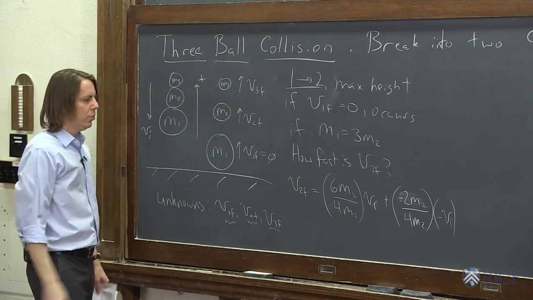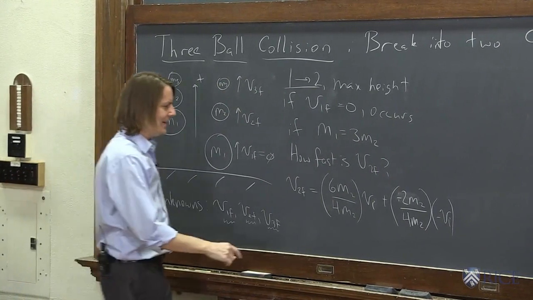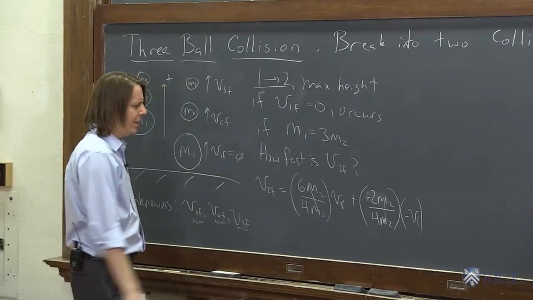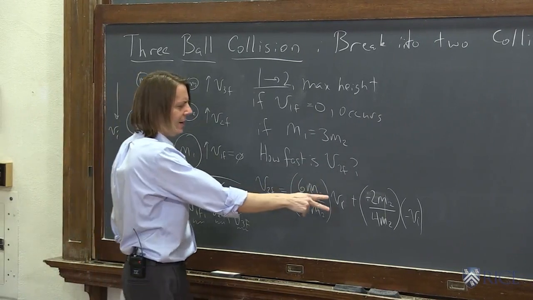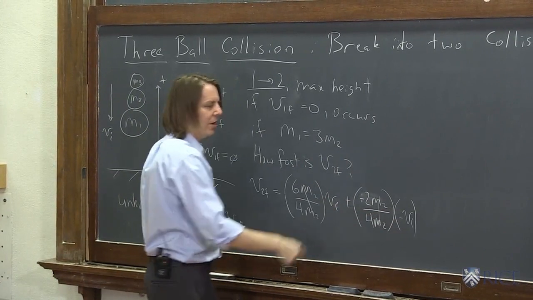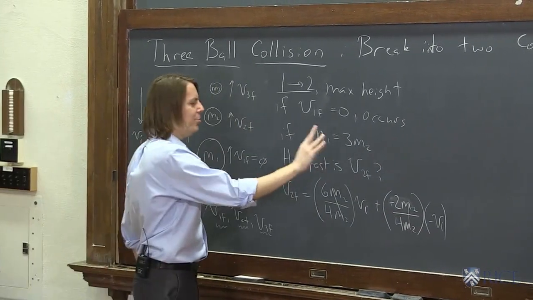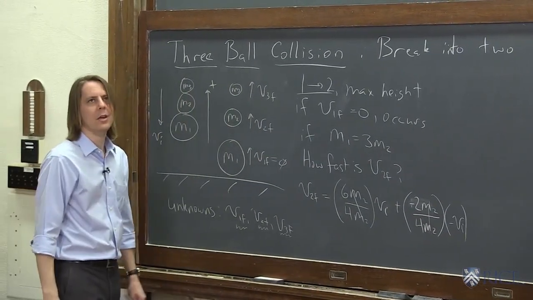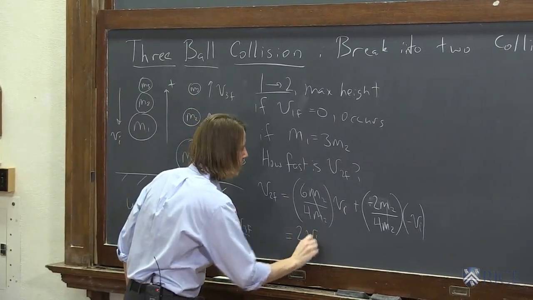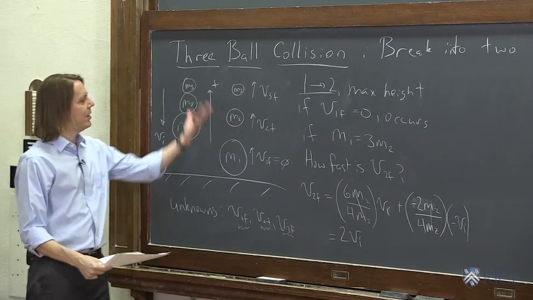So what is this? Let's see, the m's go away, right? Those cancel. This is 3/2 vi, and this is minus 1/2, but it's minus minus, so it's plus. So it's 3/2 vi plus 1/2 vi, it's 4/2 vi, it's 2 vi. So v2f is 2 vi. So in the end, this thing bounces up twice as fast.